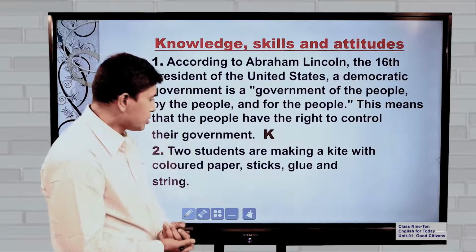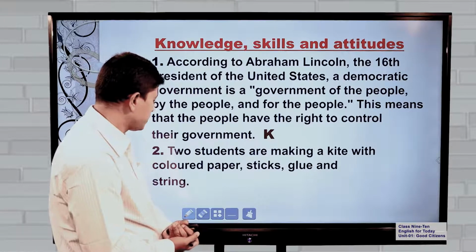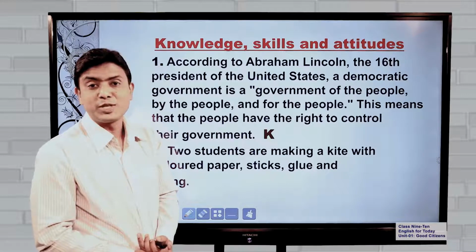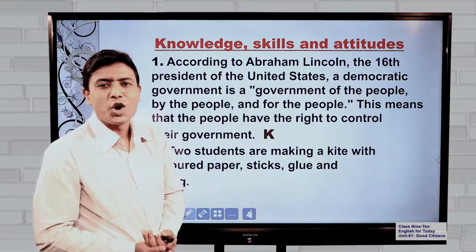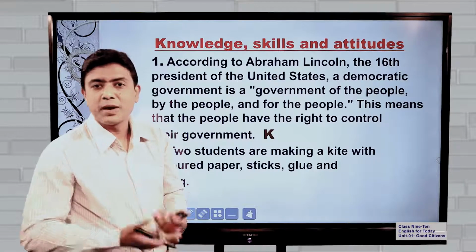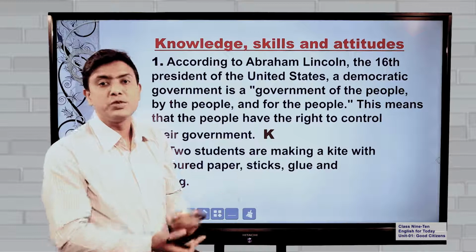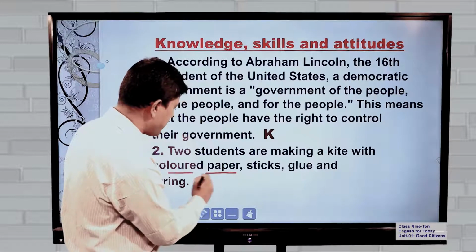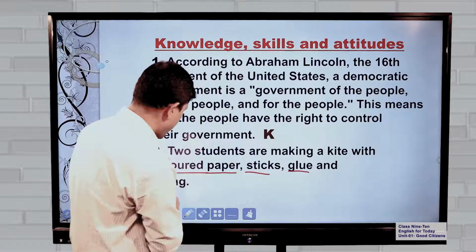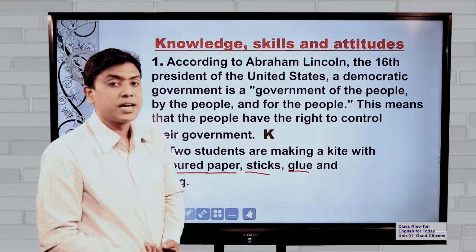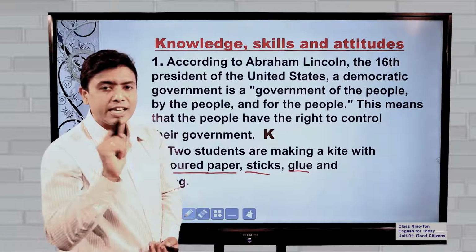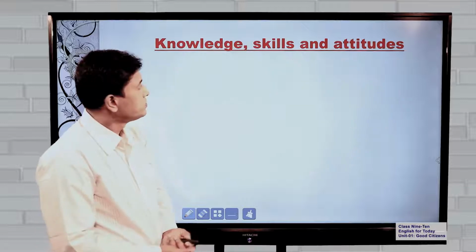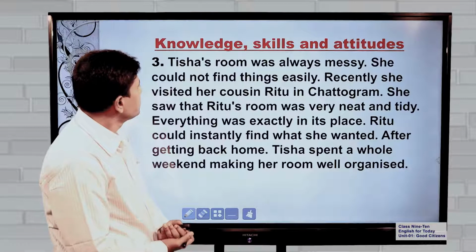Second one, 2 students are making a kite with colored paper, sticks, glue, and string. What do you think? You may have a knowledge of how to make a kite, maybe by reading, maybe by watching a video in YouTube. But unless you have your colored paper, sticks and glue and string, you cannot make your kite. So this is definitely your skill. So let us write S. Very easy.